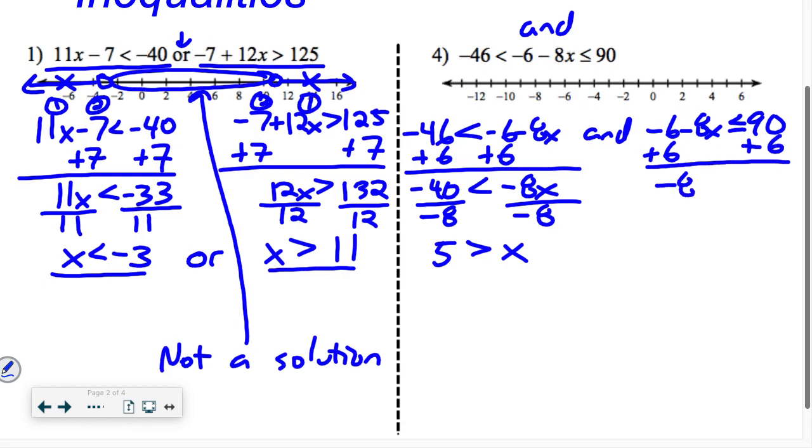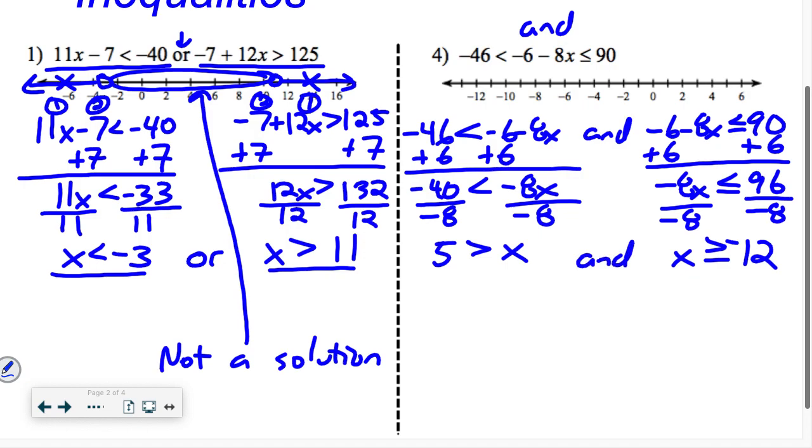So that negative 8x is less than or equal to 96. Now I can divide by negative 8. Since, again, I'm dividing by a negative, I need to flip my sign, and x is going to be greater than or equal to negative 12. So this is together as an and statement.